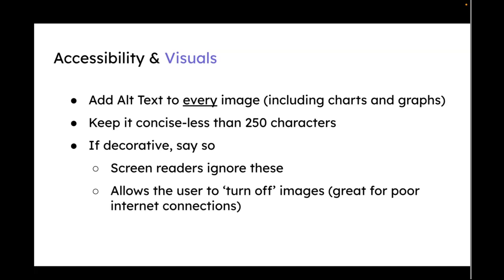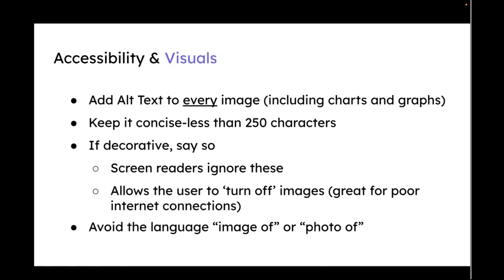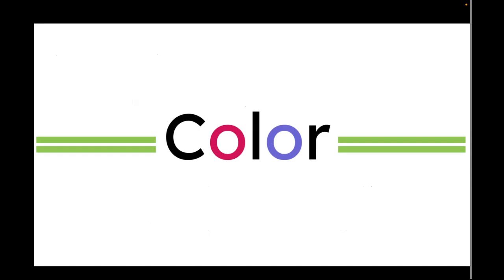It also, believe it or not, allows the user to turn off images. And some of our students might not have fantastic internet connections or strong bandwidth when they are outside of Triton. So by marking your images with alternative text, they can turn off those images, still see the alt text, and it won't take so long to download if they're in a poor internet area. And then finally, you want to avoid the language of saying image of or photo of, because the screen reader will automatically say that. So that just turns out to be redundant.